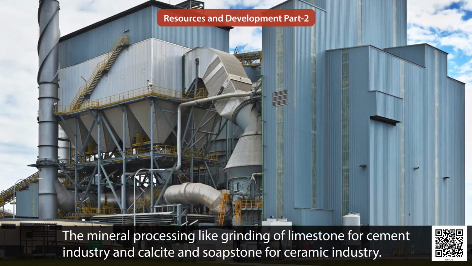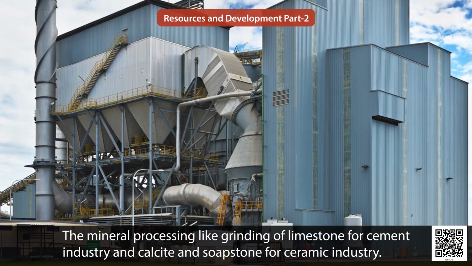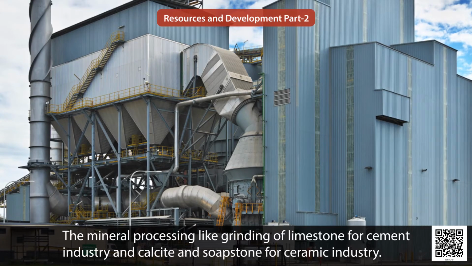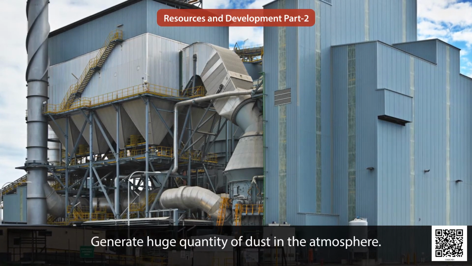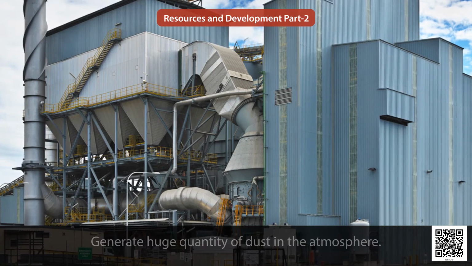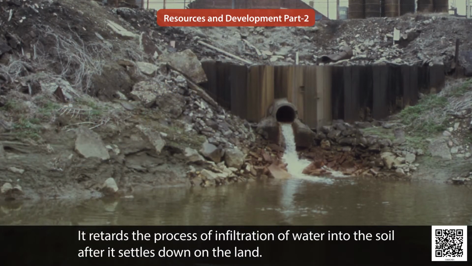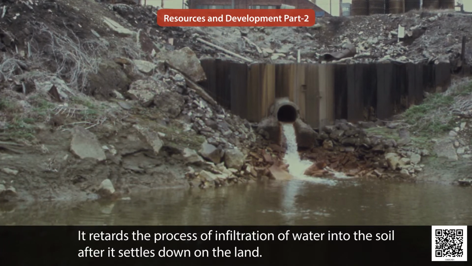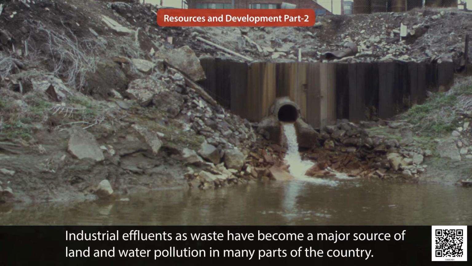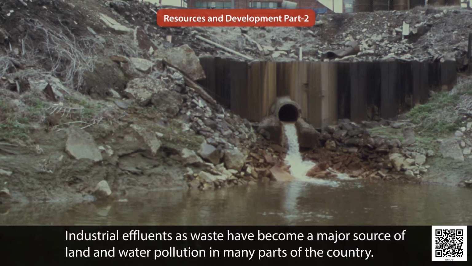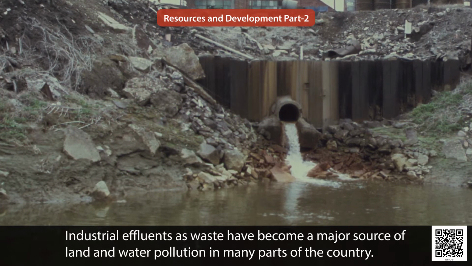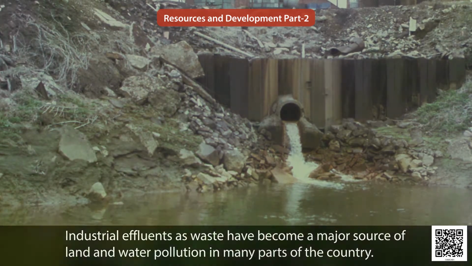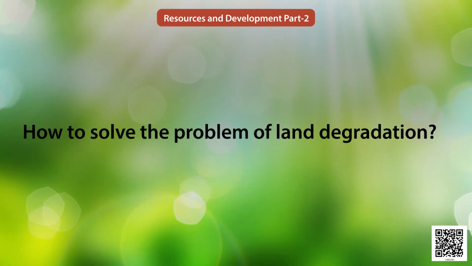The mineral processing like grinding of limestone for cement industry and calcite and soapstone for ceramic industry generate huge quantity of dust in the atmosphere. It retards the process of infiltration of water into the soil after it settles down on the land. In recent years, industrial effluents as waste have become a major source of land and water pollution in many parts of the country. Now, how to solve the problem of land degradation?